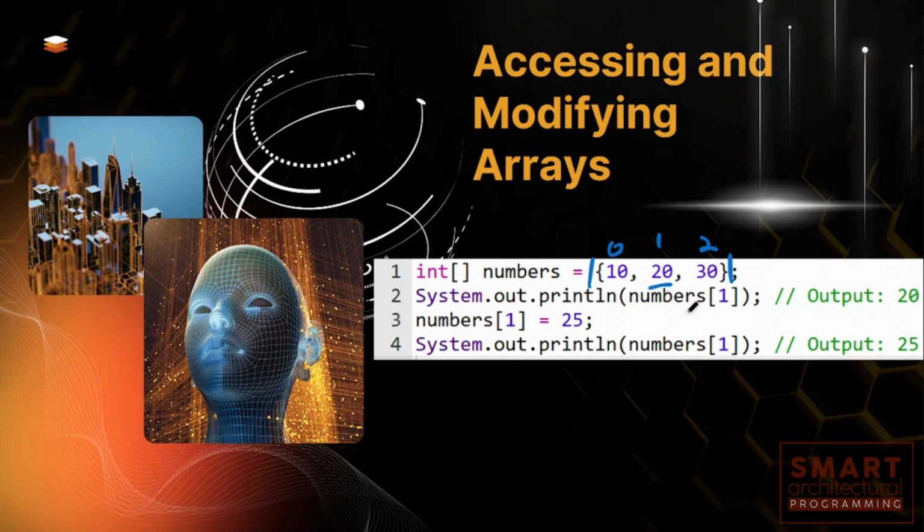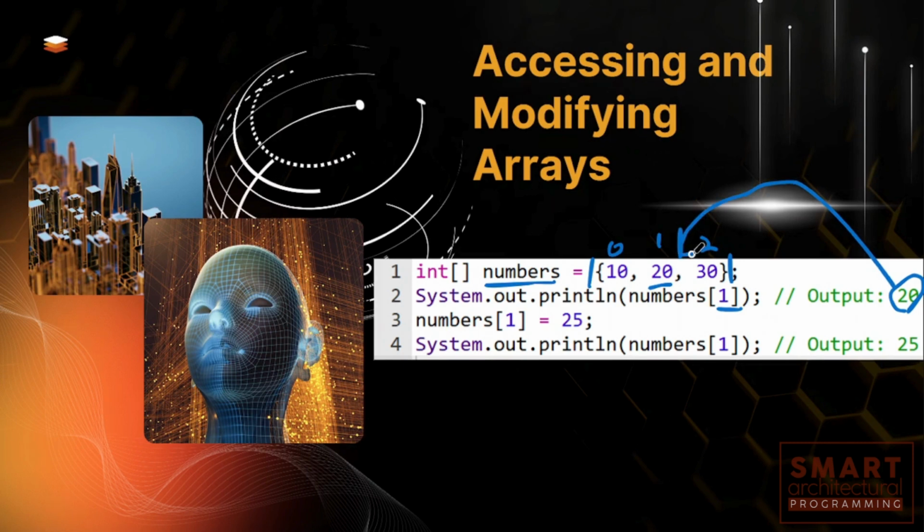Just remember, it's counted like that in computer science. So when we try to access it using the square notation here, numbers, the name of the variable that contains the array, and then square brackets to tell us which index value we need to use, the output is going to be 20, and as you notice here, 20 is the value at position 1, right?